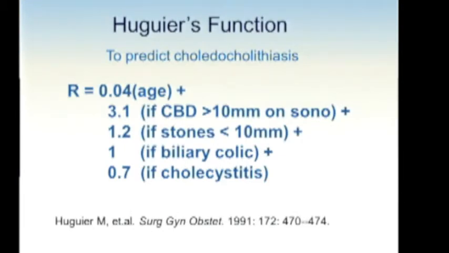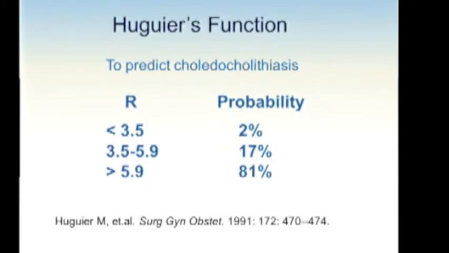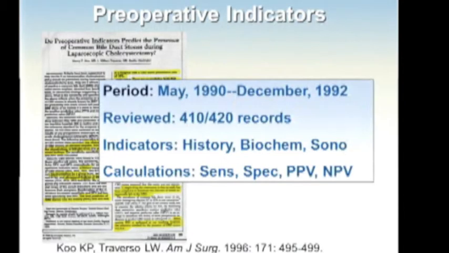Now, you can take some of that data and perform this calculation by Huger and colleagues, where they took the patient's age and then added all these various things, and if you have time to do all that on a small Cray computer, you come up with a probability of somebody that may or may not have choledocholithiasis. I guess I'm just not interested in doing all that.